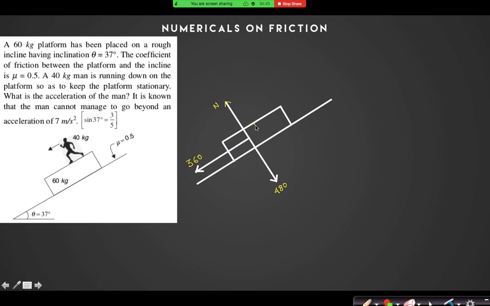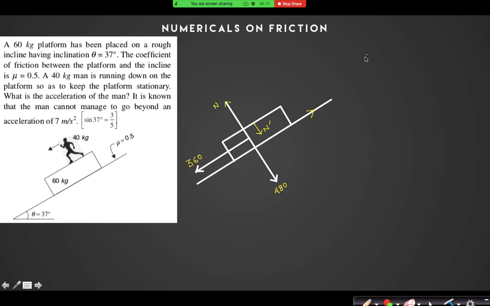So there will be another normal reaction given by the man to that block, N prime, let us assume it, and there is a friction force that is going upward on this surface, right? Now, what is the direction of friction on this upper surface of the plank? That I have to understand, right? What is the friction between the man and the platform?